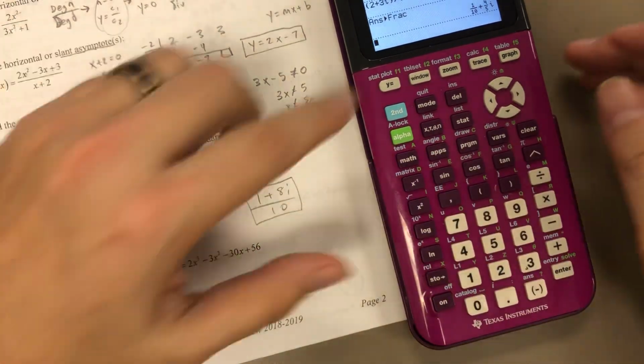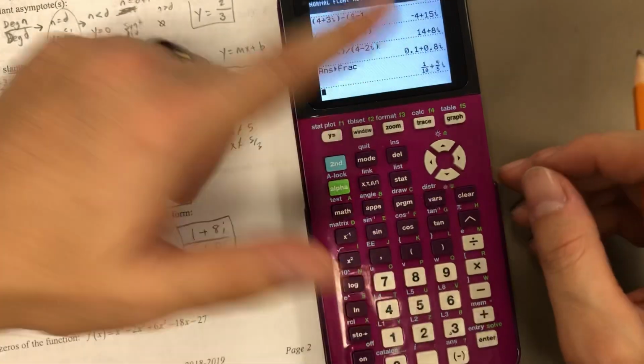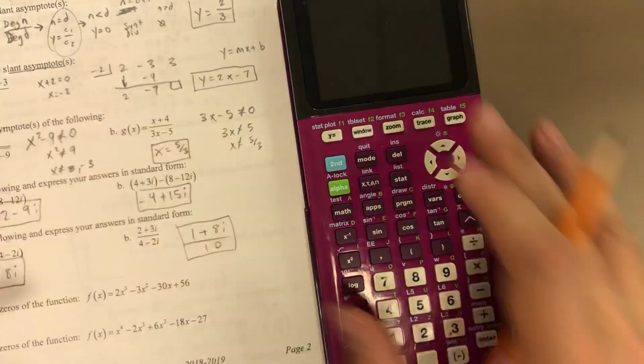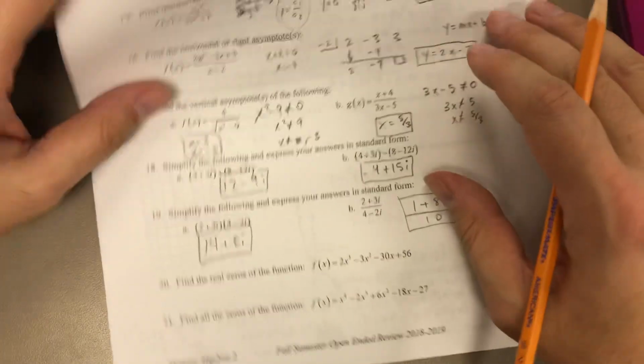And this is going to be multiple choice, so that answer will probably be up there. Don't worry too much about it. Find the zeros of the function.